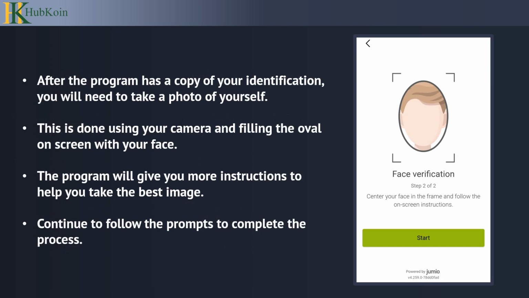After the program has a copy of your identification, you will need to take a photo of yourself. This is done using your camera and filling the oval on screen with your face. The program will give you more instructions to help you take the best image. Continue to follow the prompts to complete the process.